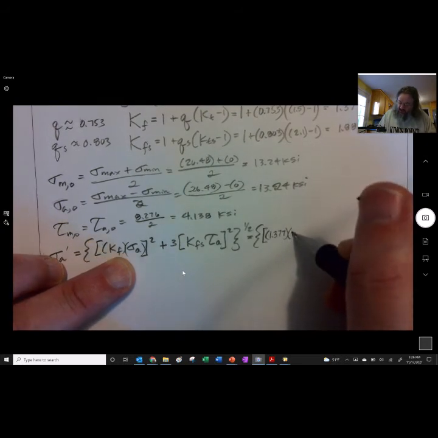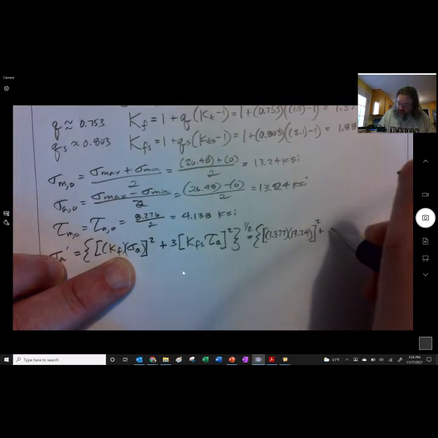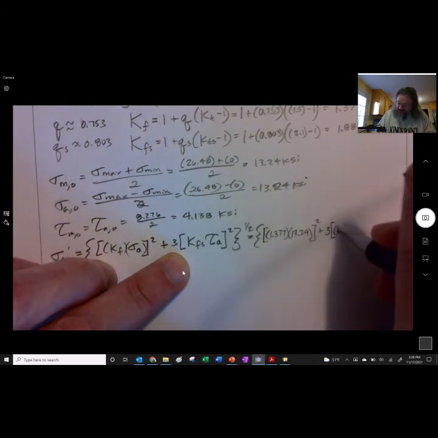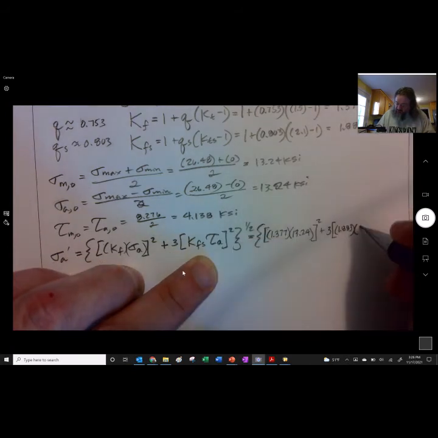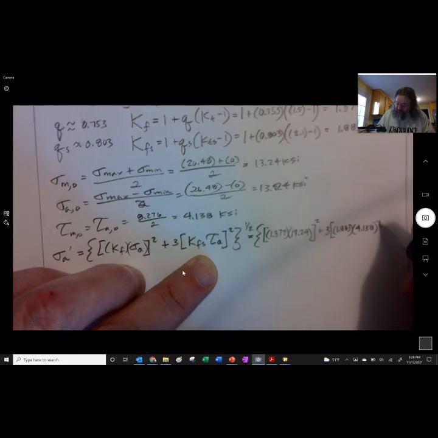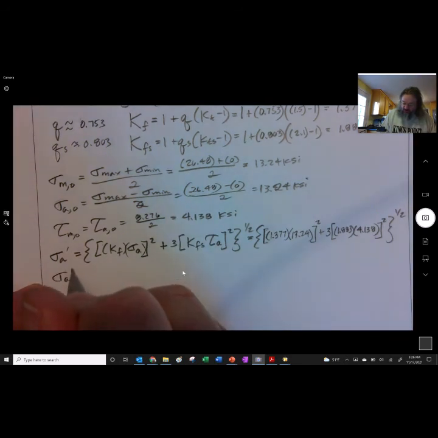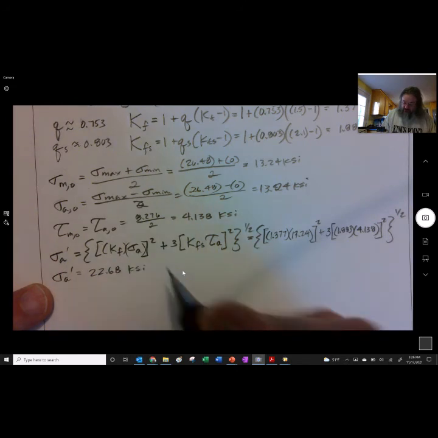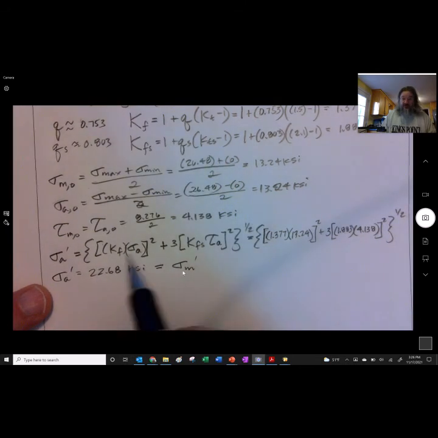1.377, and then 13.24, and then square that, plus 3 times our 1.883 times our 4.138 squared, and take the square root. And so we're going to say that that's going to be 22.68 KSI, notably, which is also going to be equal to the mid-range, because nothing in there is any different in this case of the on-off loading.